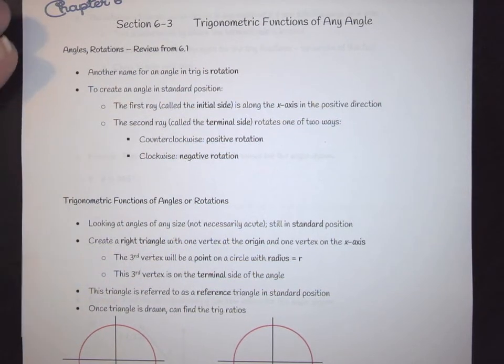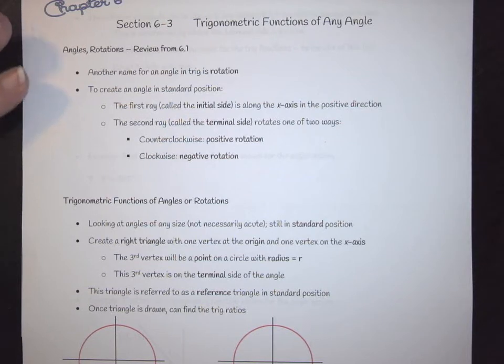So as a reminder, when we are talking about angles and rotation, we are talking in reference to what's called the unit circle, or we're talking about in reference to rotating around a circle, and we use a coordinate plane in order to do just that.